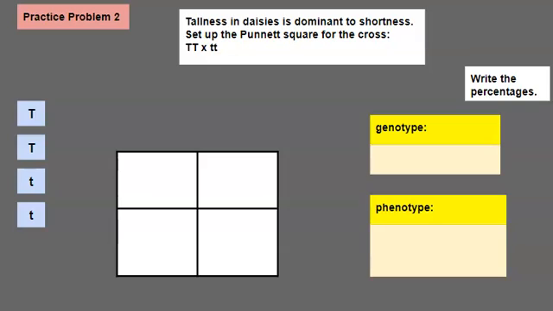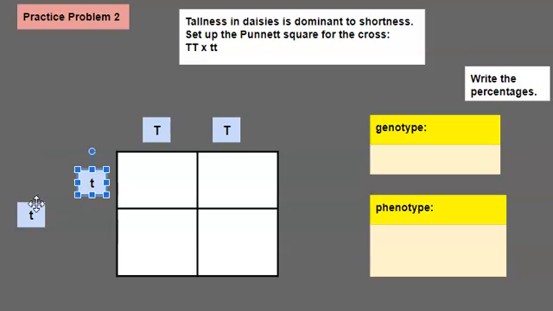So, let's first look at practice problem number 2. In this problem, we have tallness in daisies is dominant to shortness. Set up the Punnett square for the cross. And you're given that the cross here is big T, big T. So I'm going to put big T here. They have to go on the same side of the Punnett square. And on the other side, little t, little t. So alleles that are together have to go on the same side of the Punnett square.